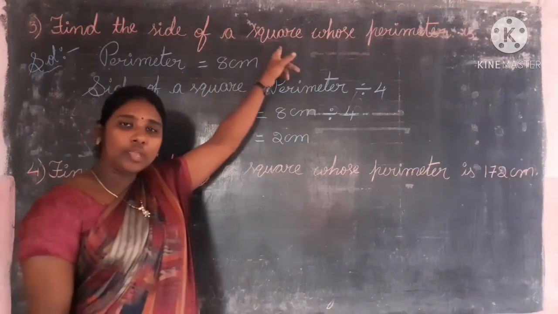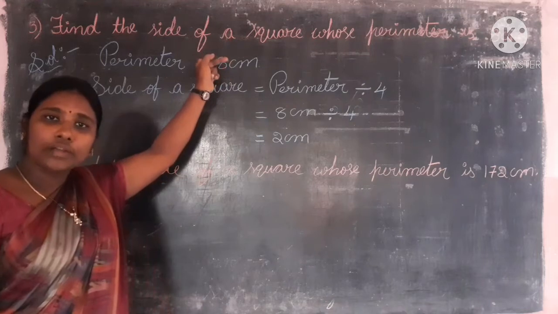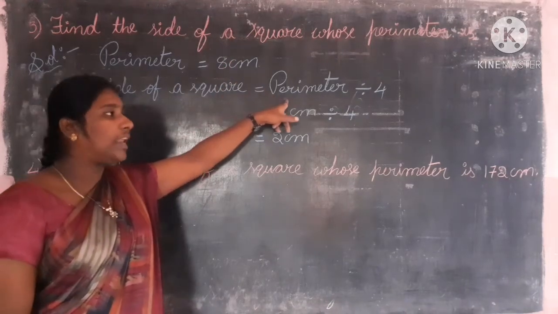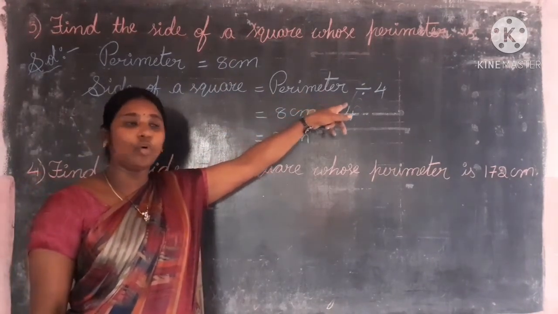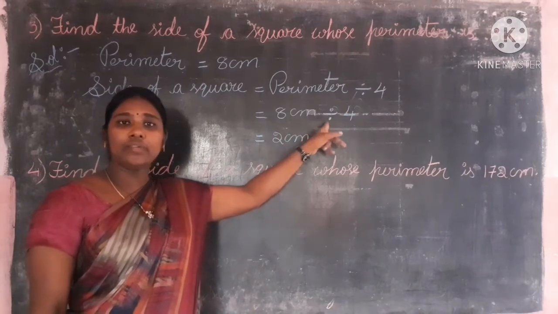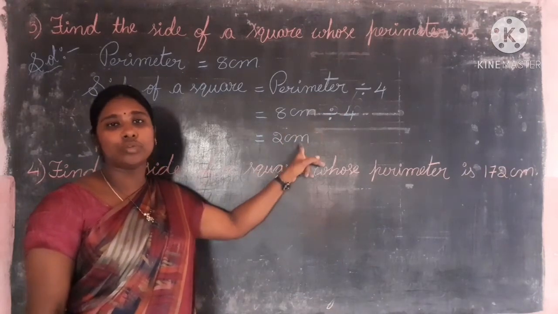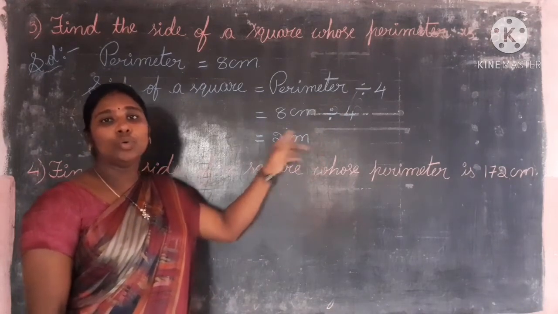When they gave the perimeter, we have to find the side of the square. What is the formula? Perimeter divided by 4. Perimeter 8 centimeter divided by 4. 4 table, 8 how many times? 2 times. So the answer is 2 centimeter.